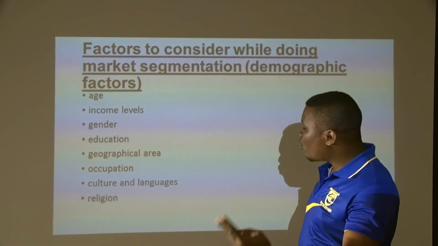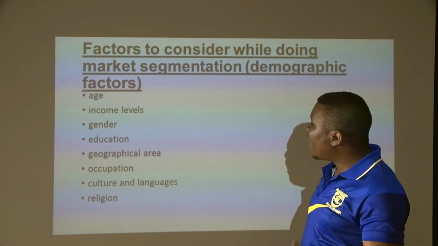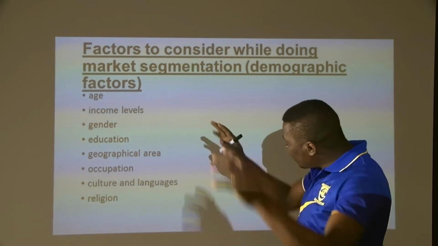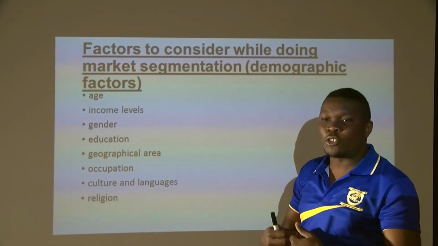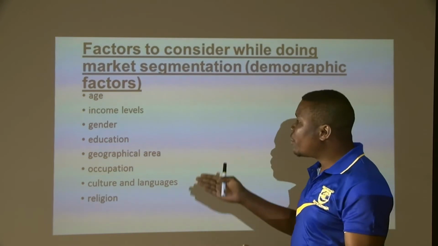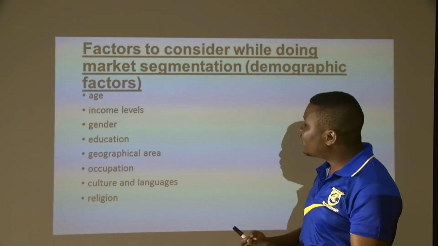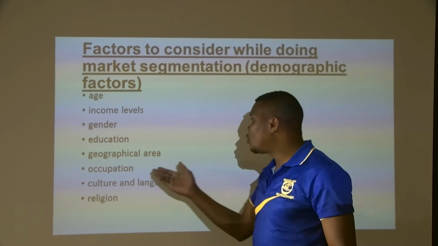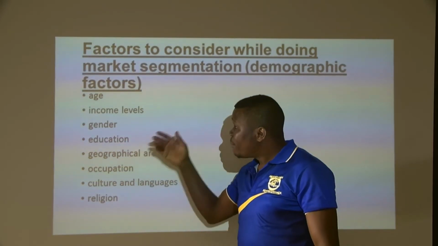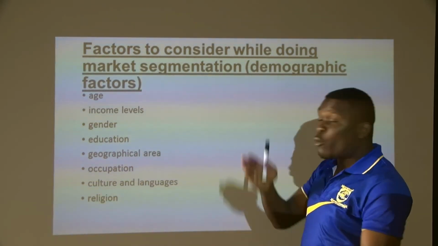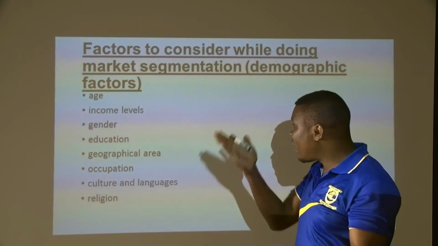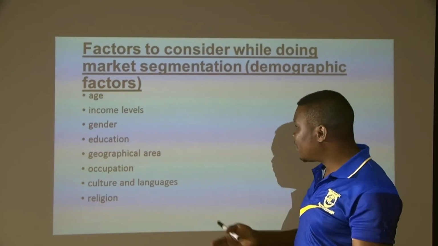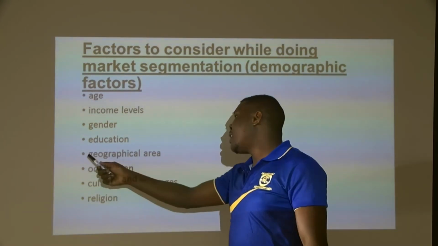Then we have education. Education is two-way. We have the educated and the uneducated. Now, which category of people are you going to market your products to? It is also important. Are you going to market your products to the illiterates, or you're going to market your products to the literates? So you must weigh which one, or where do you have enough market before you establish your products.